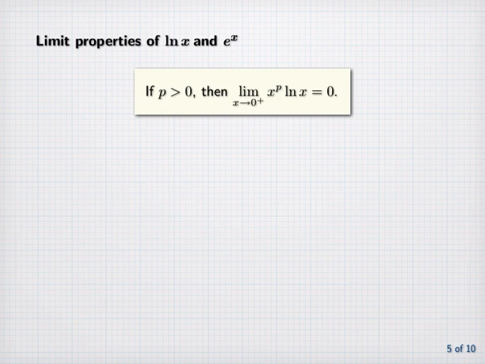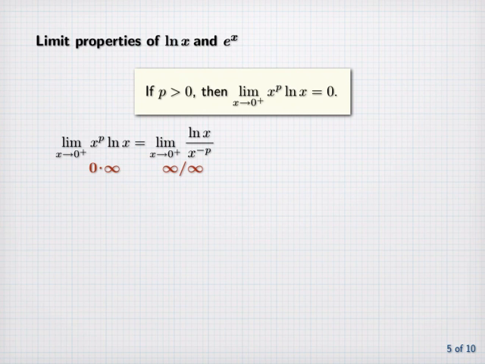So let's approach the limit as x approaches 0 from the right of x to the p log x, which is a 0 times infinity form. Using L'Hopital's rule, we first have to rewrite it as either a 0 divided by 0 or an infinity divided by infinity form. The most convenient approach here is to rewrite x to the p as 1 over x to the minus p, so that we have the limit of the natural log of x divided by x to the minus p, which has the form of infinity divided by infinity.